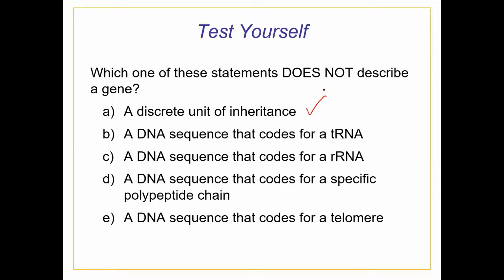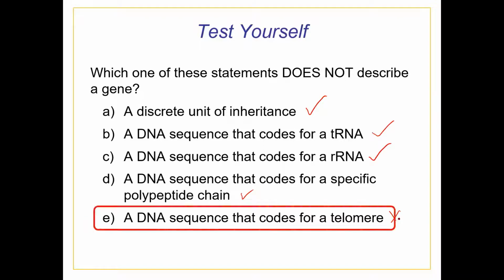A DNA sequence that codes for a transfer RNA. Yes, that's fine. A DNA sequence that codes for a ribosomal RNA. That's good. A DNA sequence that codes for a specific polypeptide chain. Yes, that's correct. We just talked about that because that's what Beadle and Tatum did. And E, a DNA sequence that codes for a telomere. No. If you remember how telomeres are made, they are not coded by a DNA sequence. They are coded by an RNA sequence. So that is not technically a gene. I think that circles that.